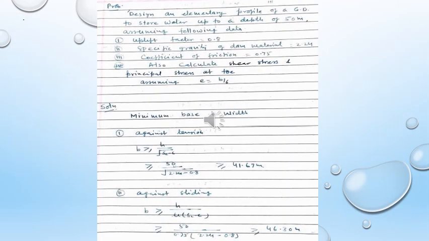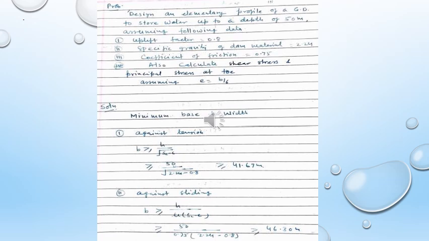So, this is a simple example, a problem based on the elementary profile of the gravity dam. Design an elementary profile of a gravity dam to store water up to a depth of 50 meter, assuming the following data. H is 50 meter. Uplift factor C is equal to 0.8, specific gravity of the dam material SC is equal to 2.24, and the coefficient of friction mu is equal to 0.75. Also calculate the shear stress and the principal stress at the toe by assuming that e is equal to B by 6. So, then there is no tension.